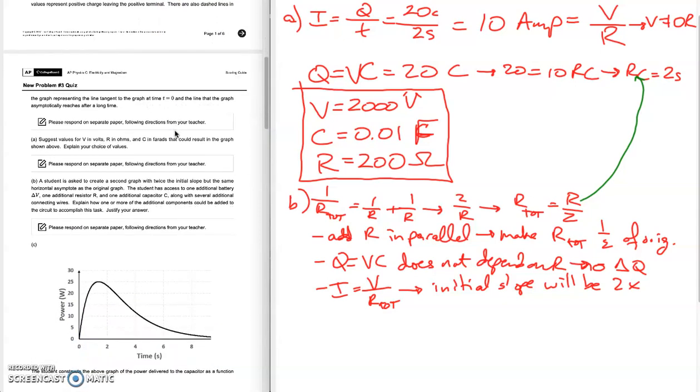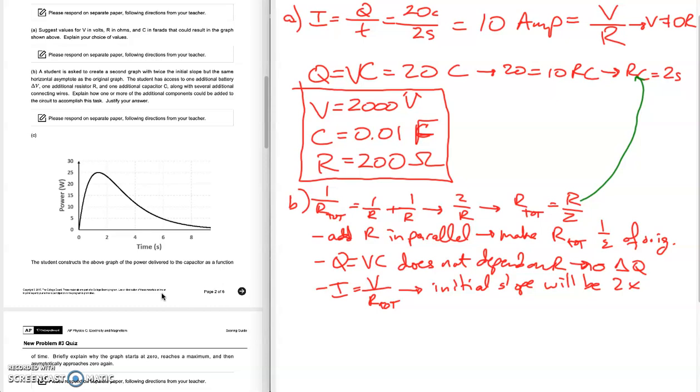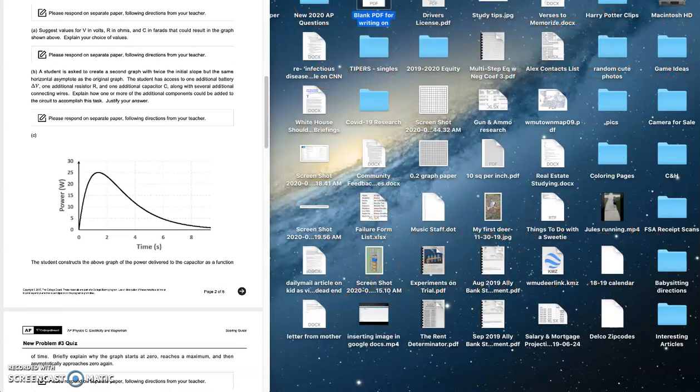All right, part C. We take a look at this power function. We started at 0 power being delivered, increases to a maximum, and then decreases asymptotically back towards 0. So explain why the graph starts at 0, goes to a maximum, and then reaches 0 again. So we've got 3 things to account for. And I'm going to need to clear out this guy and reopen it.